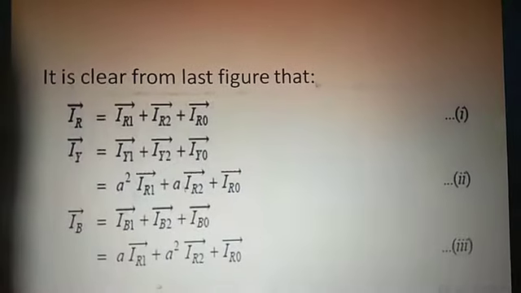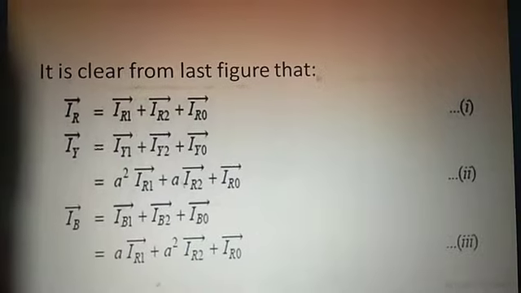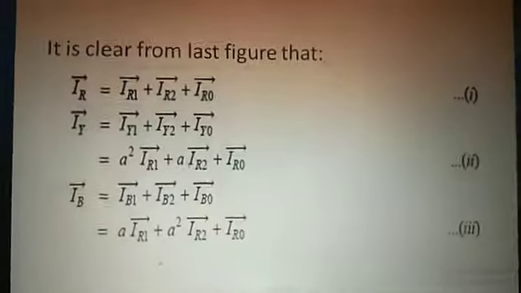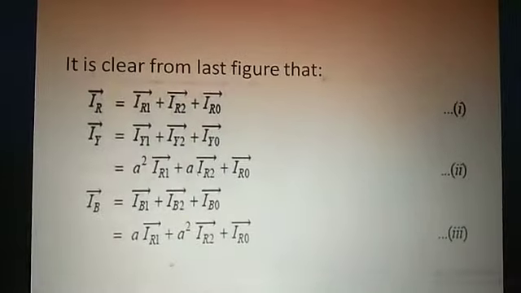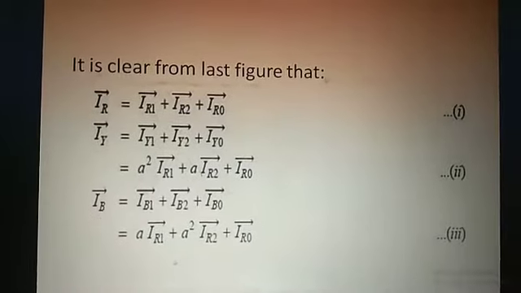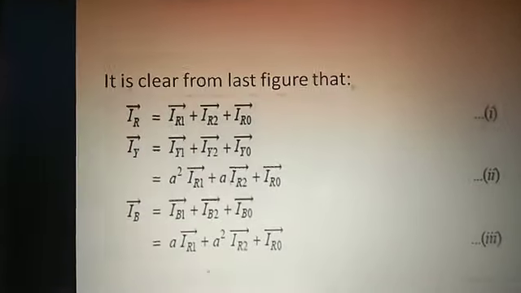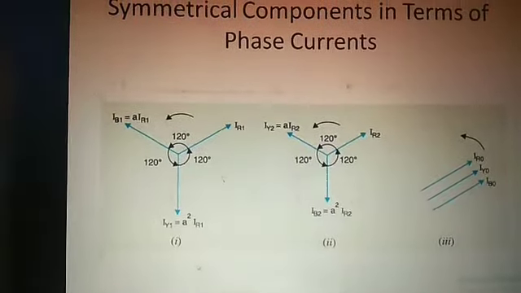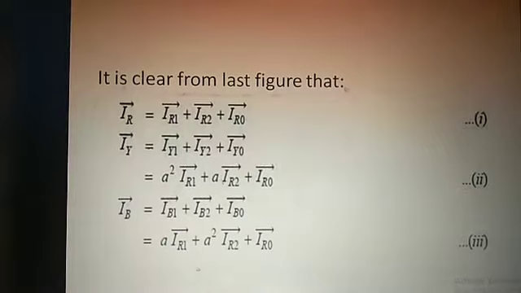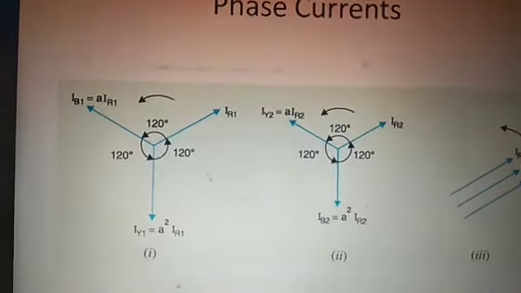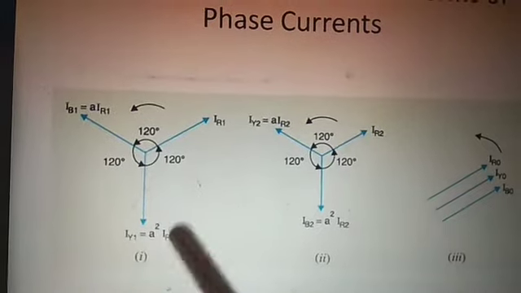So in the calculation of IR, we don't have any problem, because IR equals IR1 plus IR2 plus IR0, and IY equals IY1 plus IY2 plus IY0. But here we have to put in the values from the above figure. So what is IY1? Look, IY1 is here: IY1 equals A square IR1.